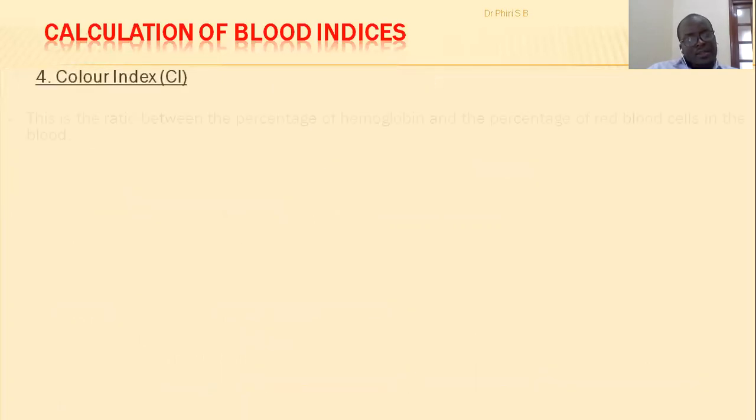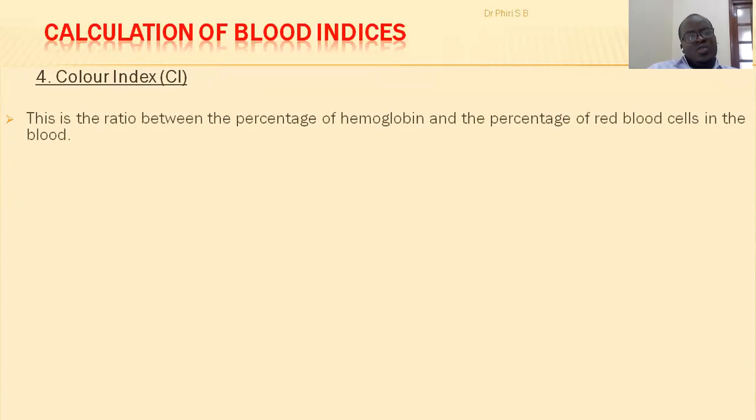Then the last one that we are going to discuss is the color index. This color index, they used to use it a long time ago, but now it's not that important. But we'll just discuss it anyway. You can also use it. So the color index is the ratio between the percentage of hemoglobin and the percentage of red blood cells in blood. So you're looking at the ratio between the percentage of hemoglobin and the percentage of red blood cells.